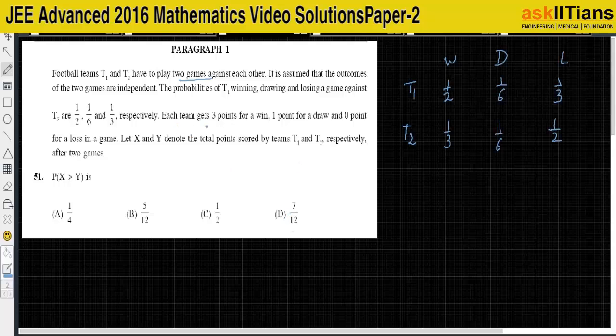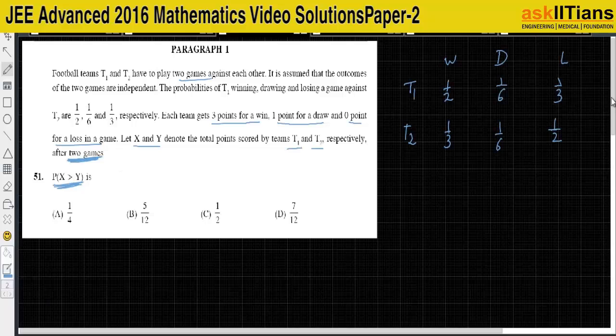Now each team gets 3 points for a win, 1 point for a draw, and 0 points for losing in a game, right? Now X and Y denote the total points scored by T1 and T2. What are X and Y? They are the total points scored by T1 and T2 respectively after two games. So they are playing two games. Now we have to find the probability that the total points scored by T1 is greater than the total points scored by T2.